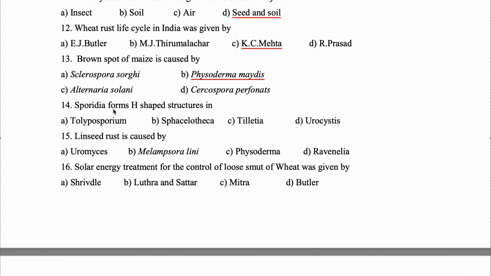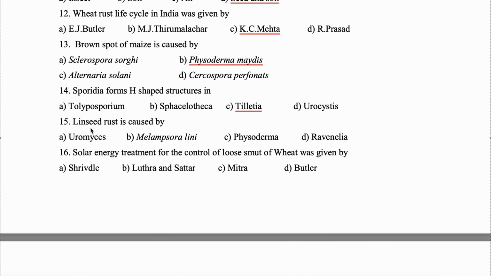Question 14. Sporidia forms H-shaped structures. That will be Tilletia. Question 15. Linseed rust is caused by the pathogen Melampsora lini.